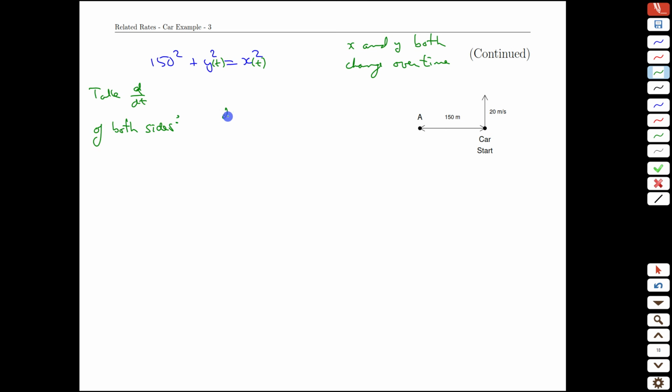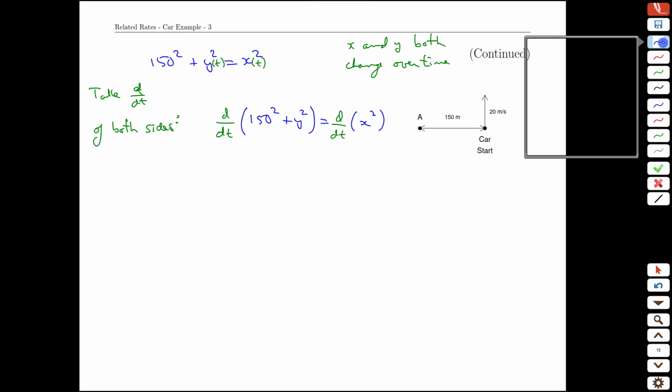So we'll write that out explicitly here. We're going to take the time derivative of 150 squared plus y squared. That's going to equal the time derivative of x squared. And it's so important that you keep track of what variables mean what in these problems. Notice x and time are different variables, just like y and time are different variables. The ideas will be exactly the same as what we saw with implicit derivatives, though.